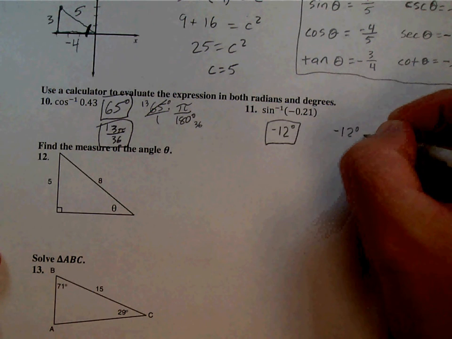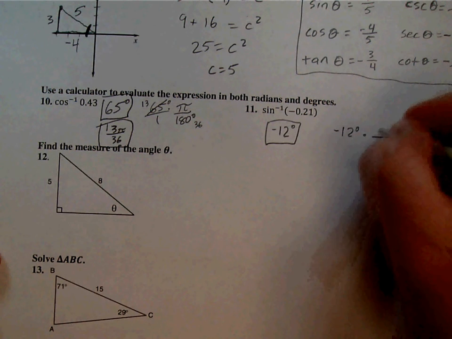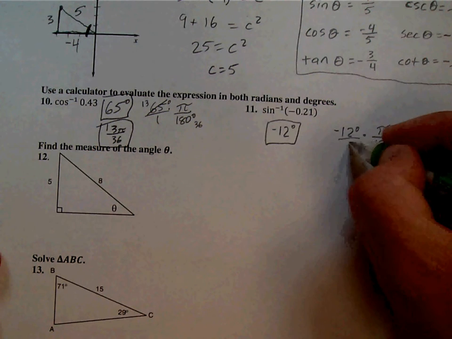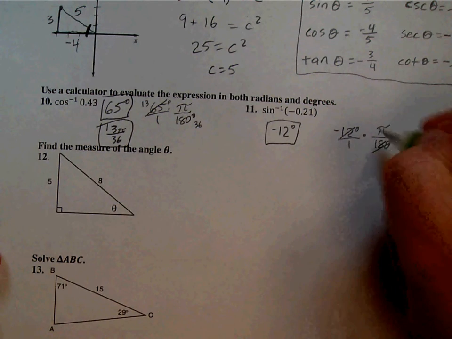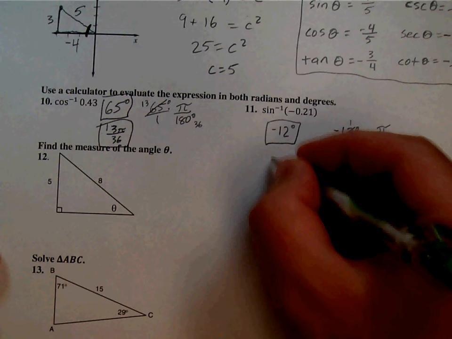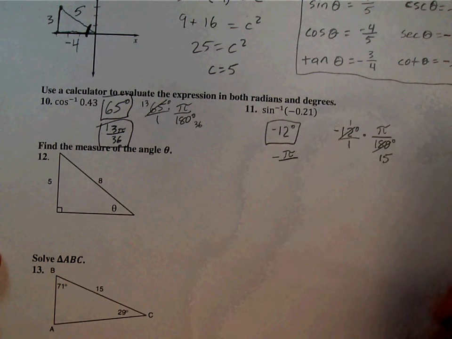To convert that to radians, once again we multiply by pi over 180 degrees. So 12 and 180 simplify to 1 and 15. So I get negative pi for a numerator, over 15.